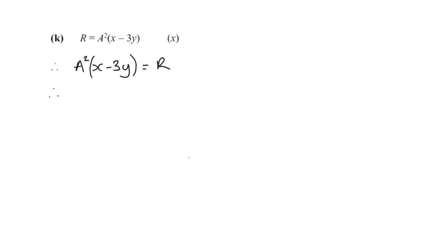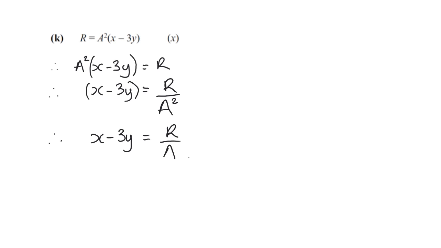The easiest way to remove that a squared, given that it's multiplying the bracket at the moment, is that the opposite of multiply is divide. So if we were to remove that a squared, it will go to the right hand side, and we don't write divide, we would have over. So that a squared goes under the r, so we have x minus 3y equals r over a squared. That x minus 3y has nothing that's actually impacting on it now, so we can remove the bracket. You could have jumped straight to that, but I wanted to be clear that the a squared is what's moving.